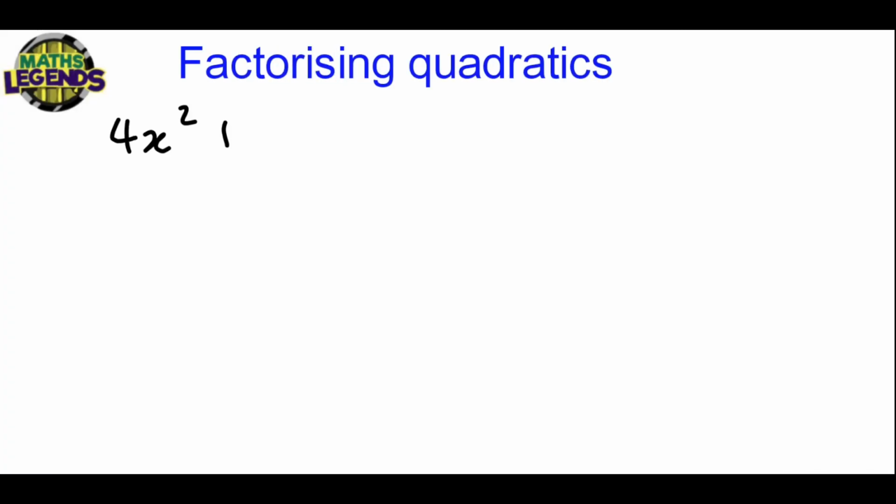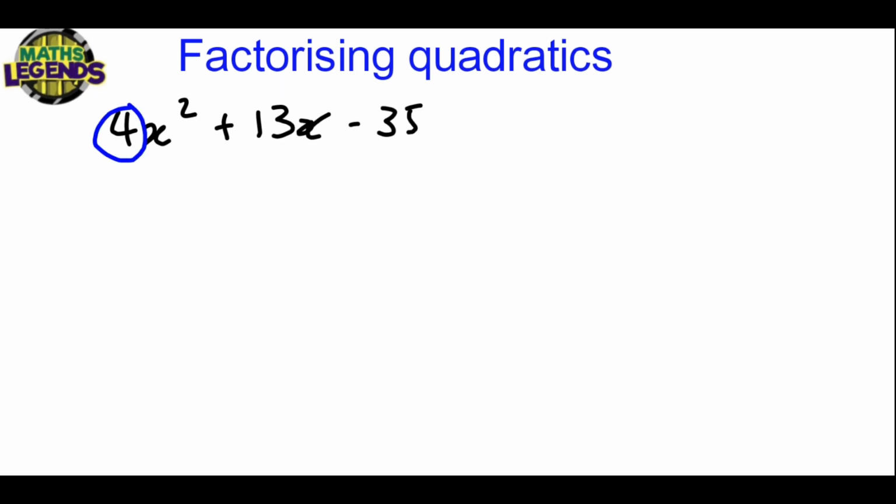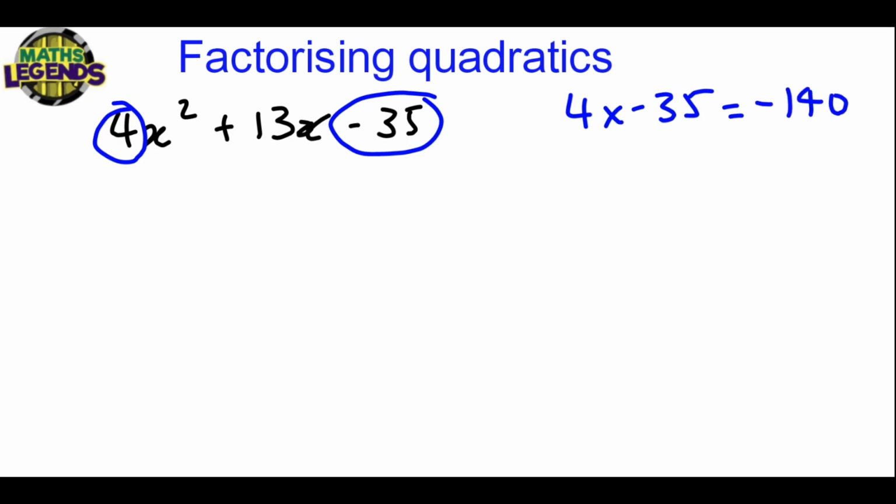4x squared plus 13x minus 35. So here we need to multiply the two numbers, the number in front of x squared and the final number. So here we have 4 times minus 35, which is equal to minus 140. We then write down the factor pairs. So here we can write 14 and minus 10. So the sum here is 4, but we're looking for 13. So that doesn't work.